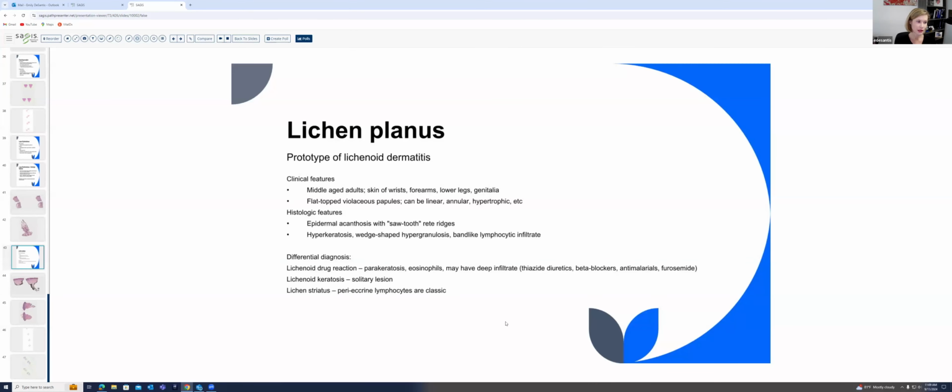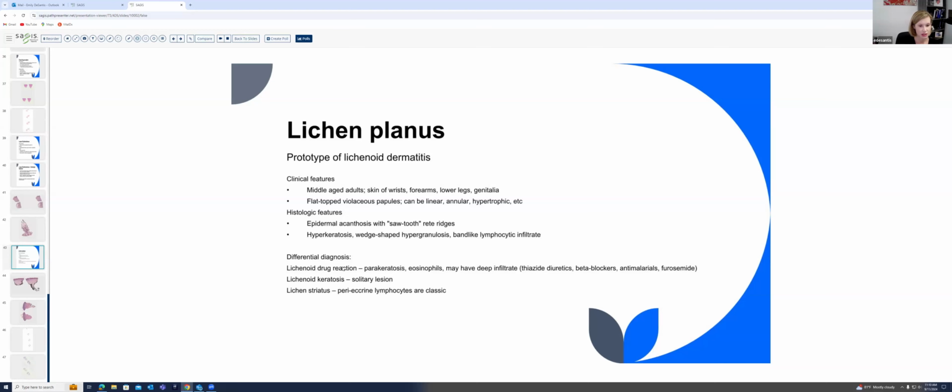Lichen planus is the prototype of lichenoid dermatitis, just as psoriasis is the prototype of psoriasiform dermatitis. I've included the clinical features that are typically seen. The histologic features are very characteristic. There is classically a band-like lymphocytic inflammatory infiltrate along the dermal epidermal junction, prominent epidermal acanthosis with what are described as sawtooth 3D ridges, wedge-shaped hypergranulosis, and hyperkeratosis.